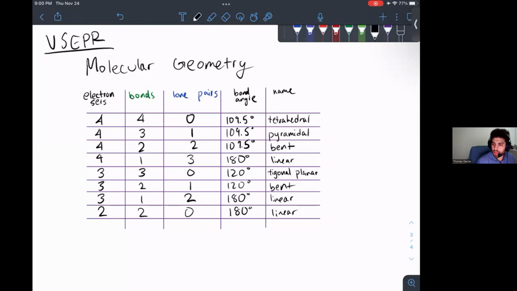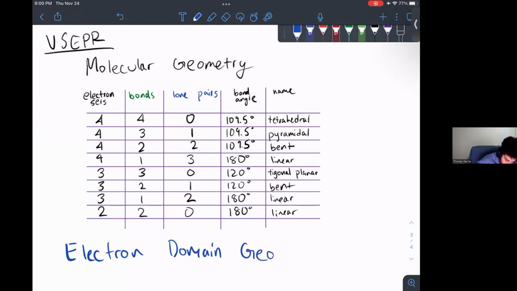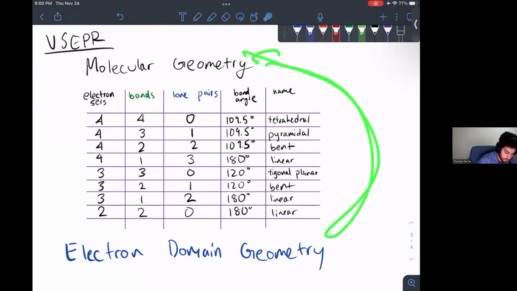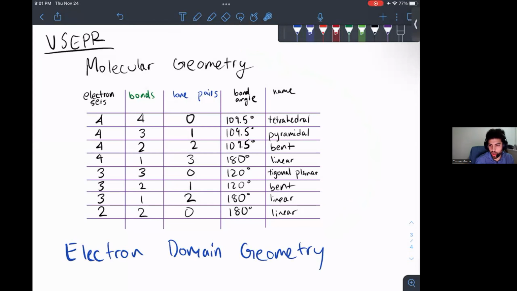All right, welcome to VSEPR expanded. We're going to go past molecular geometry and move into something called electron domain geometry. When we talk about VSEPR, we talk about both of these two things. Normally we focus on molecular geometry because it tells you a little bit more than electron domain geometry, but electron domain geometry has its uses.